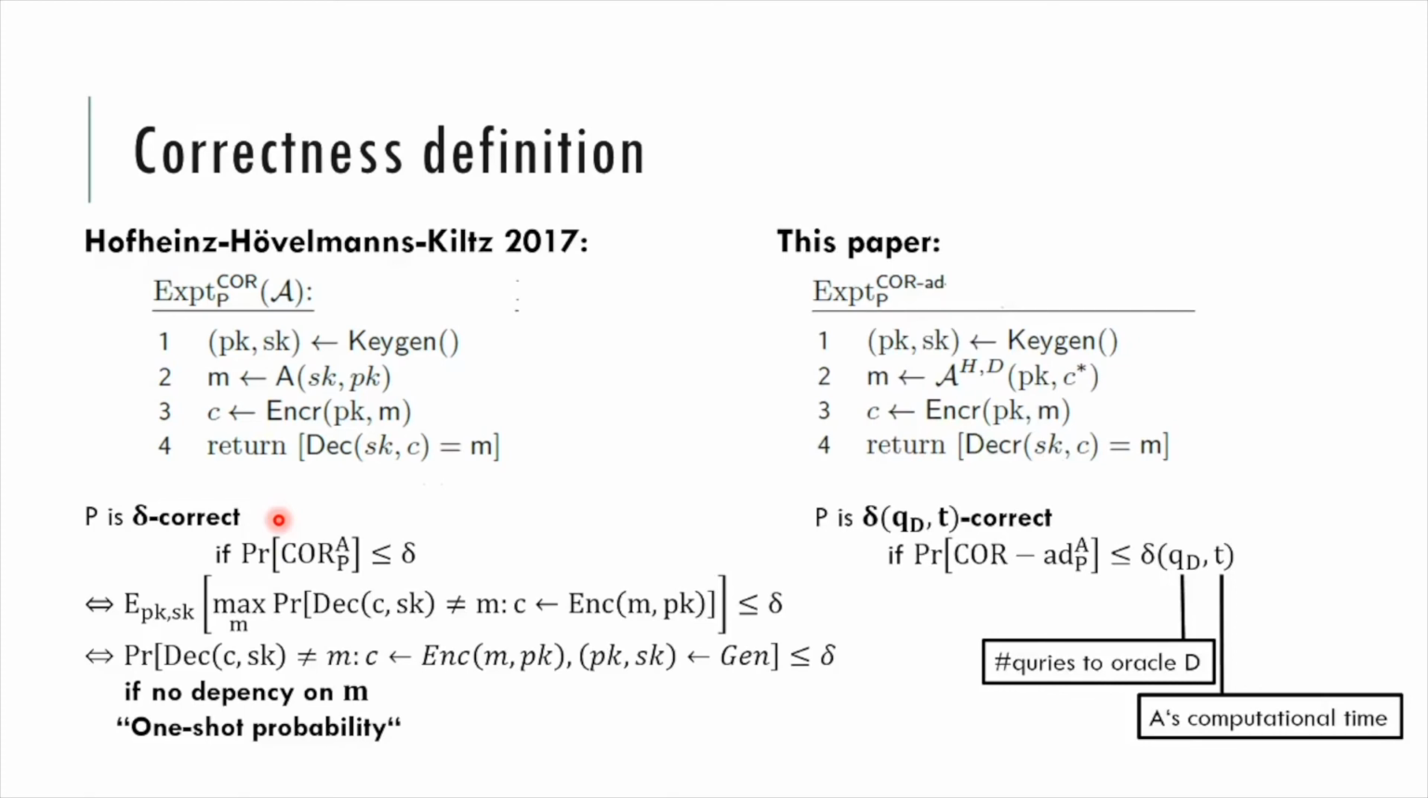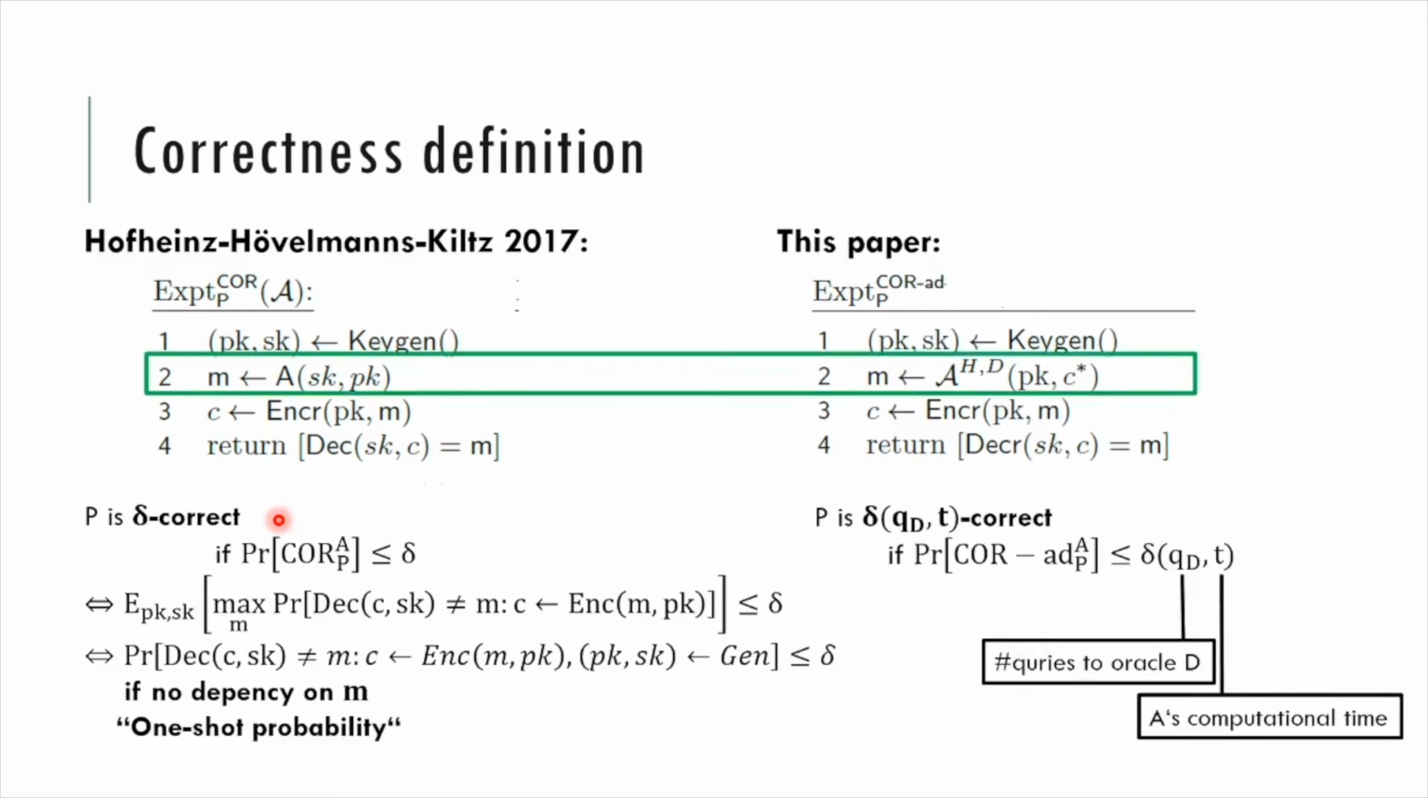This, on the other hand, is the definition that we propose in our paper. Let me point out the differences. Instead of giving the adversary access to the secret key, the adversary gets access to a random oracle and a decryption oracle. This is inspired by the IND-CCA security game. Moreover, the adversary of HHK is not computationally bounded, while we explicitly bound our adversary by a computational time t. Hence, we call our probability the delta QDT decryption failure rate.